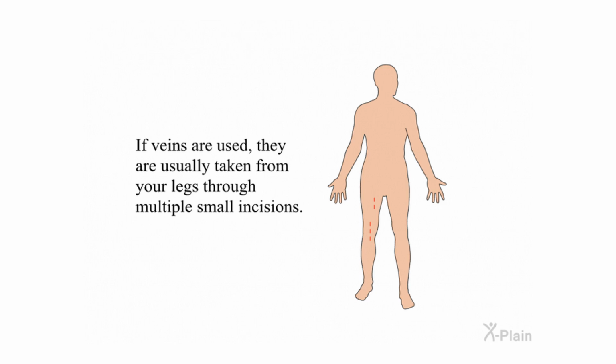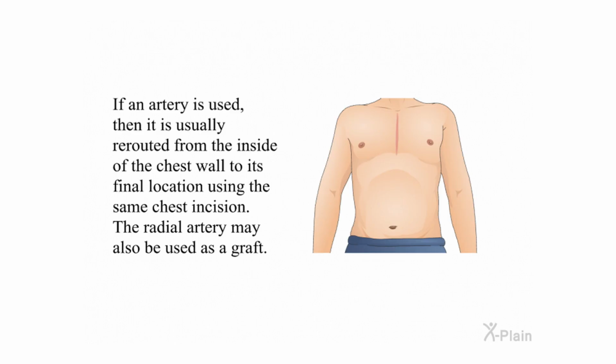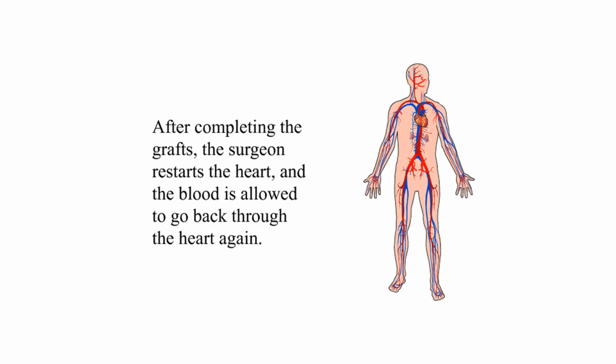If veins are used, they are usually taken from your legs through multiple small incisions. If an artery is used, then it is usually rerouted from the inside of the chest wall to its final location using the same chest incision. The radial artery may also be used as a graft. After completing the grafts, the surgeon restarts the heart and the blood is allowed to go back through the heart again.